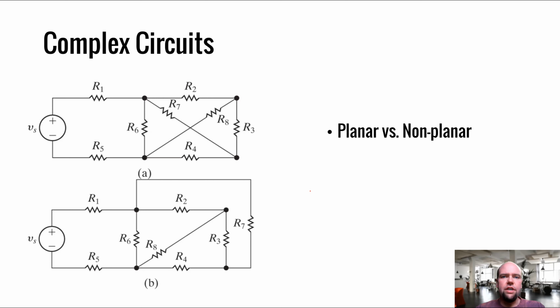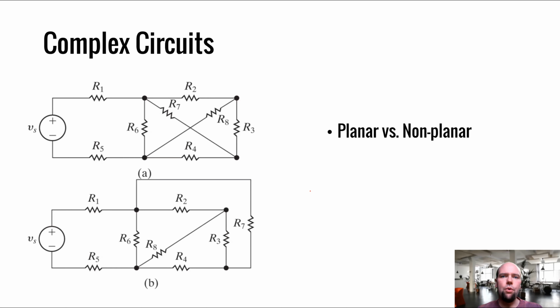Before we start looking at more complex circuits, it's important to clarify a few things about terminology and about general concepts with complex circuits. One concept is planar versus non-planar. A planar circuit is a circuit that is represented in a two-dimensional plane. That is to say, any wires that are shown crossing over one another are actually connected to one another. Non-planar circuits are ones where you have to imagine the circuit wrapping in two dimensions.